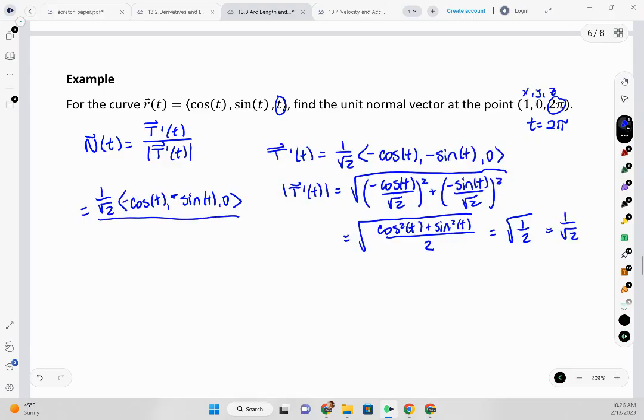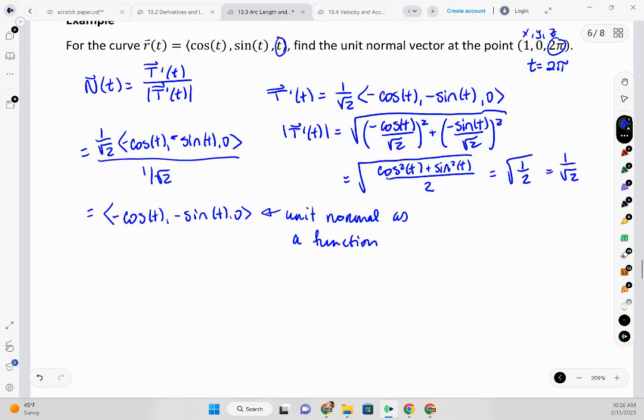Over the magnitude of T prime of t, which is 1 over the square root of 2. So those 1 over square root of 2 factors go away. And our unit normal vector as a function is going to be negative cosine of t, negative sine of t, 0. That's the unit normal as a function.